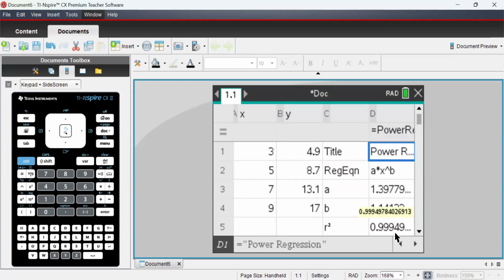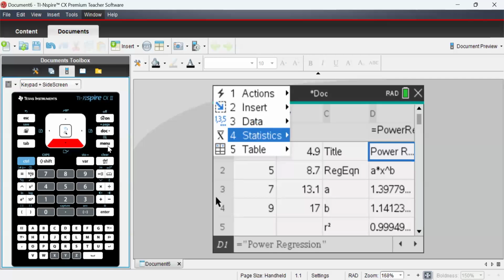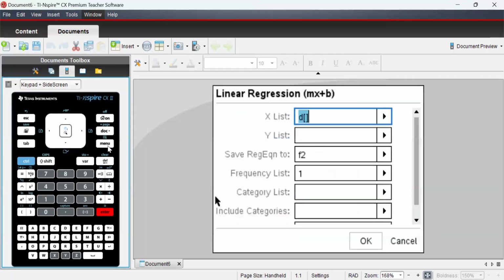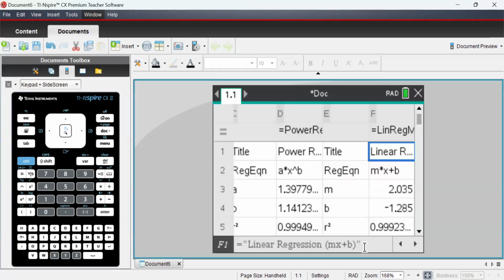So 0.9995. They also ask for a linear model, so I'm going to go ahead and run that. Menu, statistics, stat calculations, first linear regression, X and Y, and click OK.